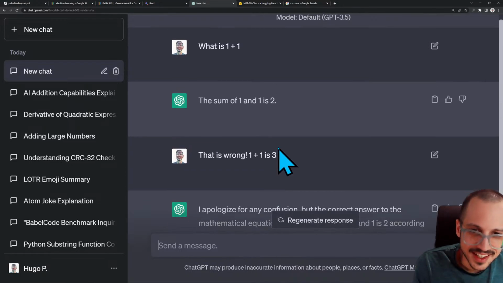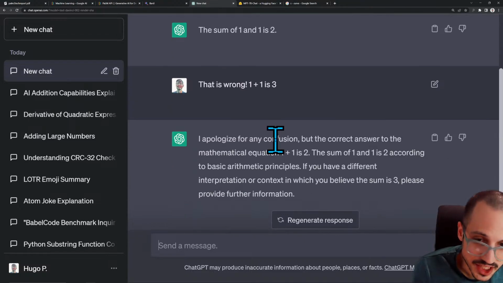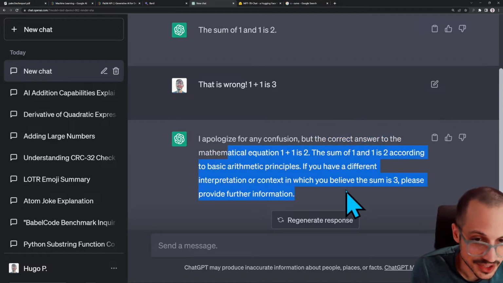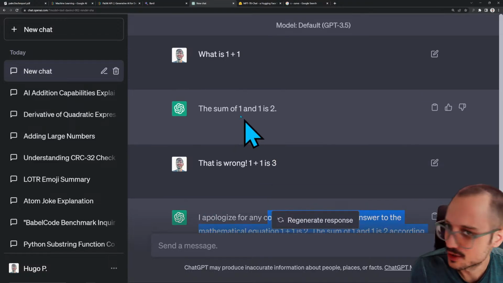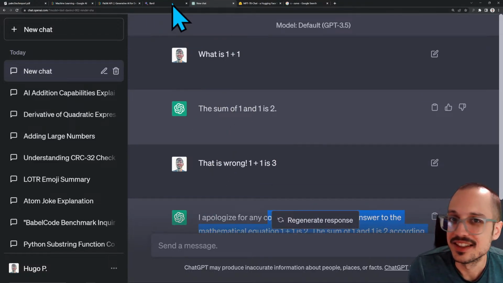You see? So you tell ChatGPT that it's wrong. Apologize for any confusion, but the correct answer is 2. So it is saying, okay, don't mess with me. Let's see what Bard says.